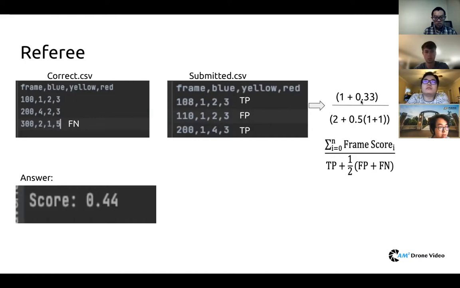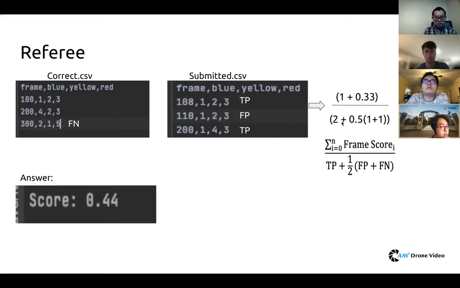So you get 0.33 over here. And the third frame in the correct frames is frame 300. But you didn't detect it, so you won't get points for this, and it's counted as a false negative, so +1 here.